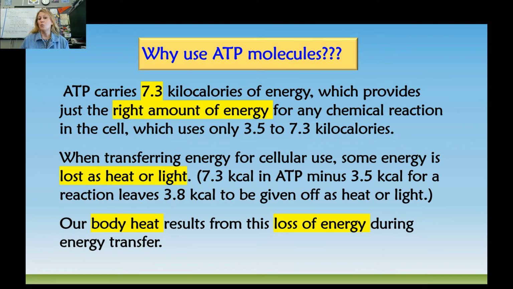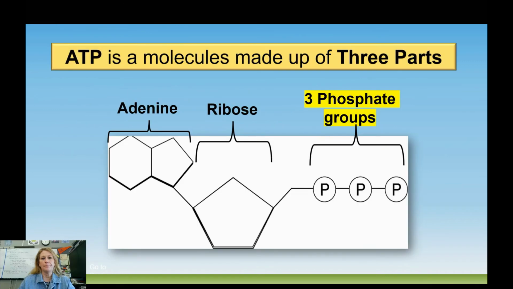So there's a homeostasis, so we don't exceed the temperature, and then it starts affecting other cells in our body.